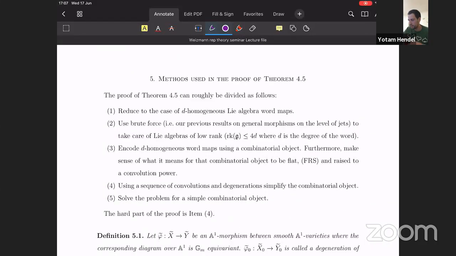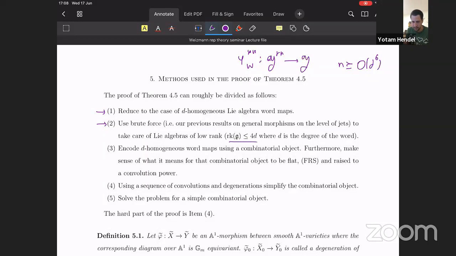So the proof of theorem 4.5, so this is the theorem about Lie algebra word maps becoming FRS after something about d to the power 6 convolution powers, can be divided roughly as follows. First thing we can do is to reduce this problem to a problem about the homogeneous Lie algebra word maps. Then using brute force, we can take care of Lie algebras of low rank.